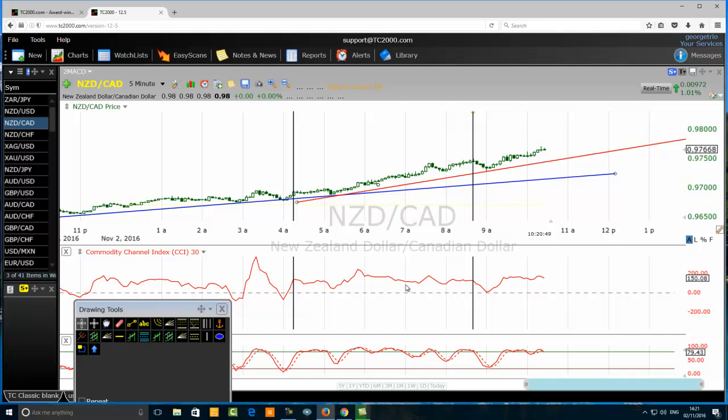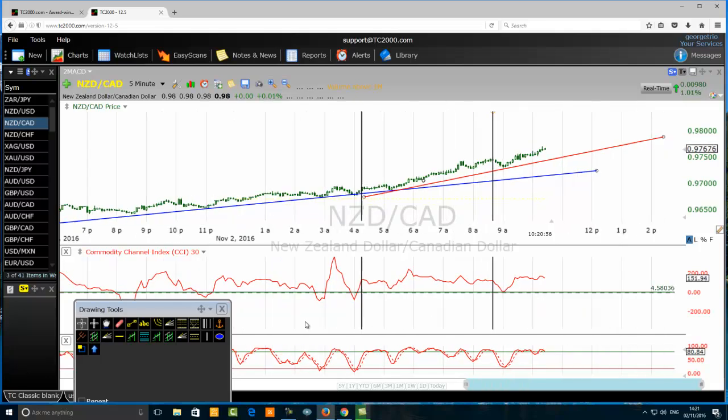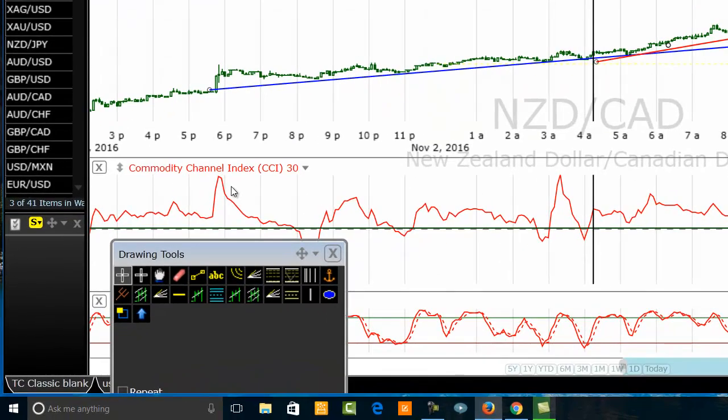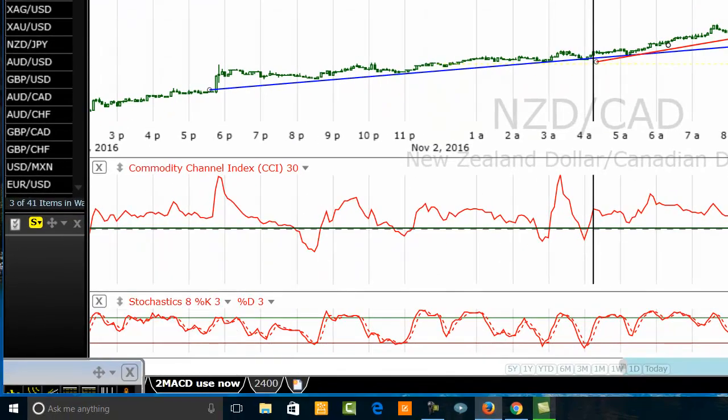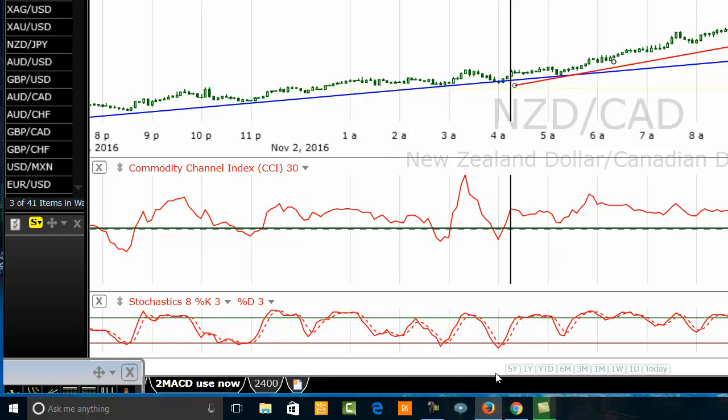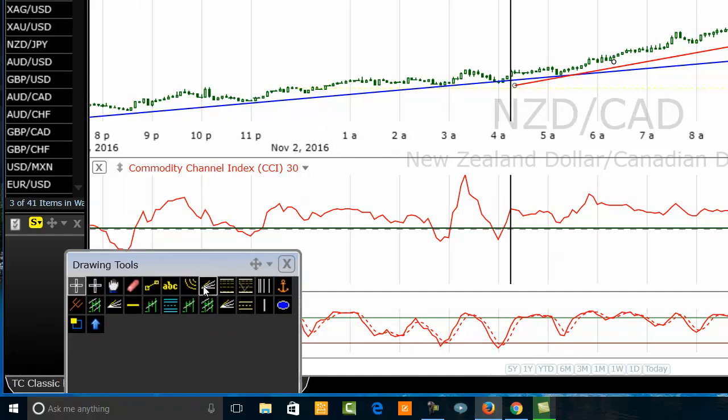So you can see there the CCI 30 is above the 0 line, yes or no? And we are looking for the stochastic, all right, to be bullish or to reach the oversold zone. You can see that I'm using my stochastic 833 and we are on a 5-minute time frame. Here it is, okay?